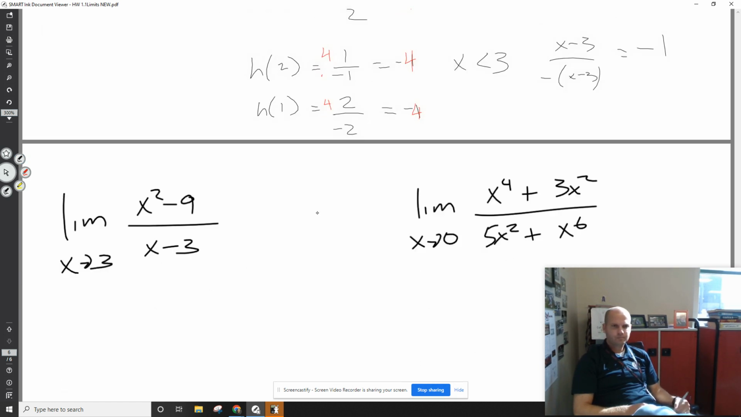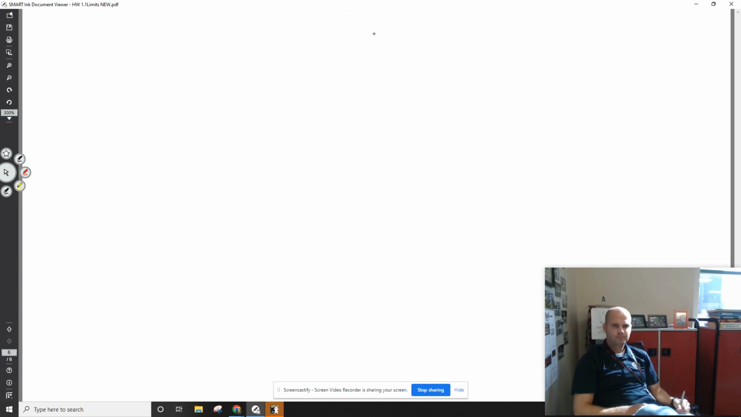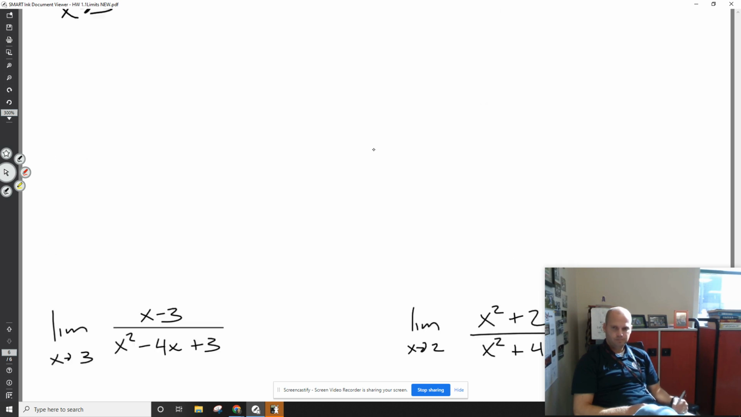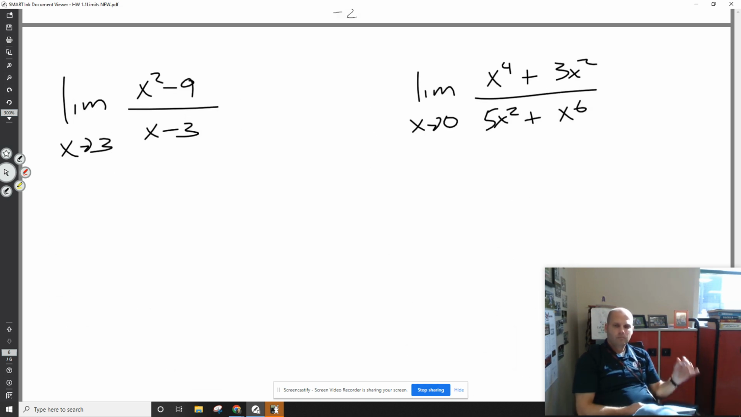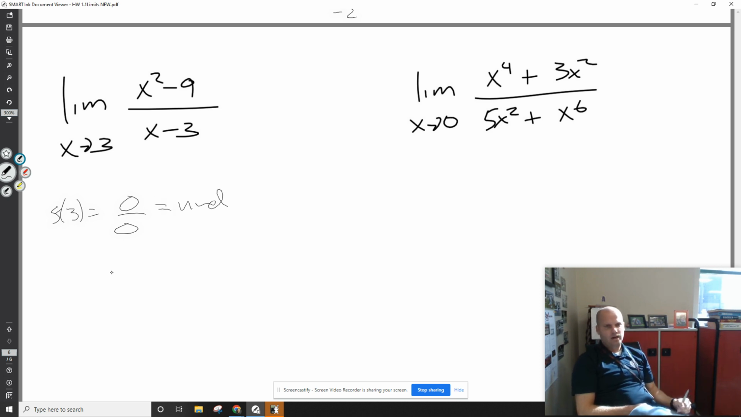All right. Now, last couple. If we have situations where we plugged in 3, like we tried on the previous ones, and we get 0 over 0, undefined. 0 over 0, we'll talk about more in class, is an indication that we have a hole.